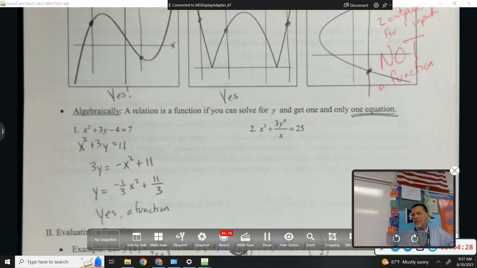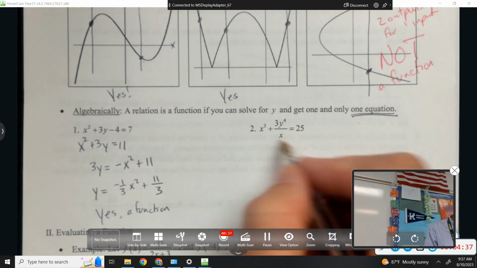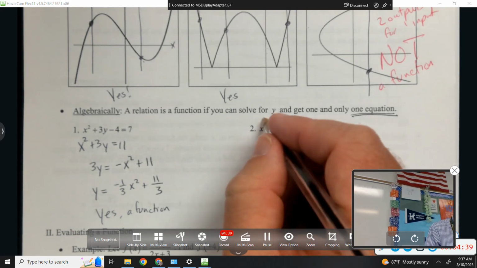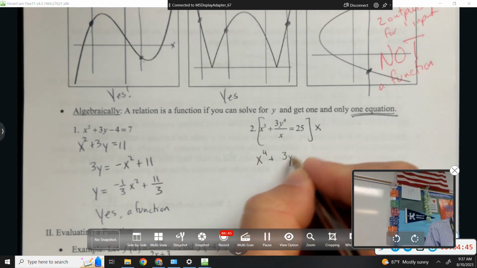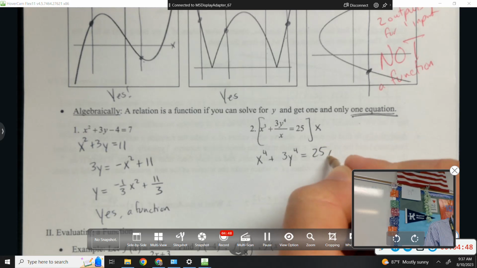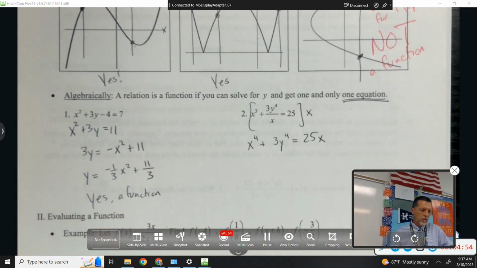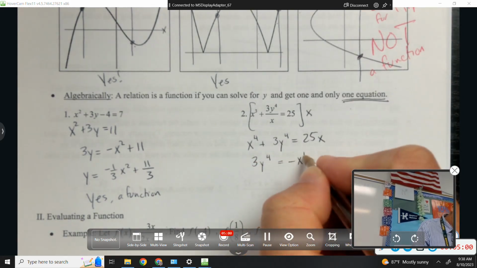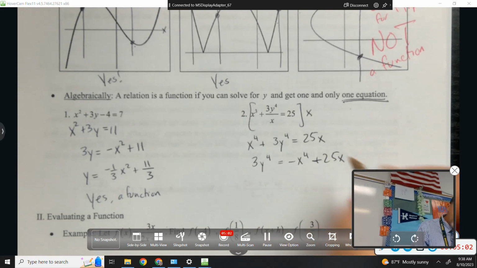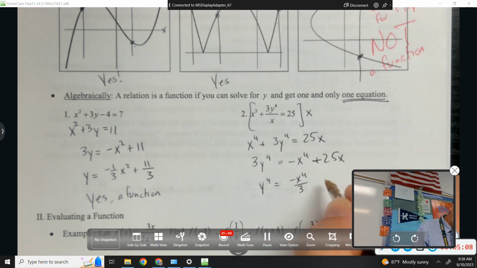So yes, that's a function. You could probably guess that the second one won't be a function, but let's figure out why. So we're solving for y. I don't like that x in the bottom, so I'm going to multiply through by the x first to clear it out of there. So x to the fourth plus 3y to the fourth equals 25x. Let's move the x to the fourth over. Divide by 3, because we're trying to get y by itself.